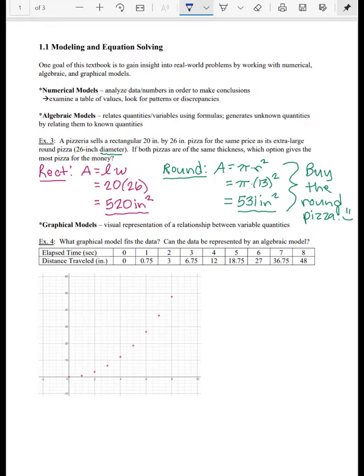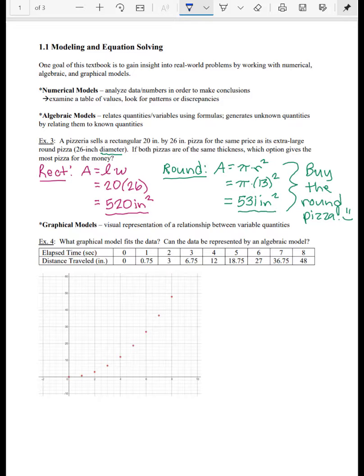All right, so the third mathematical model introduced in the book would be a graphical model, which is just a visual representation of a relationship between variable quantities. So how do your two variables relate to each other using visual cues to help you understand that? And this is straight from your book. It says learning to interpret and use graphs is a major goal of this book. So we're going to be looking at a lot of graphs. A lot of real world scenarios.